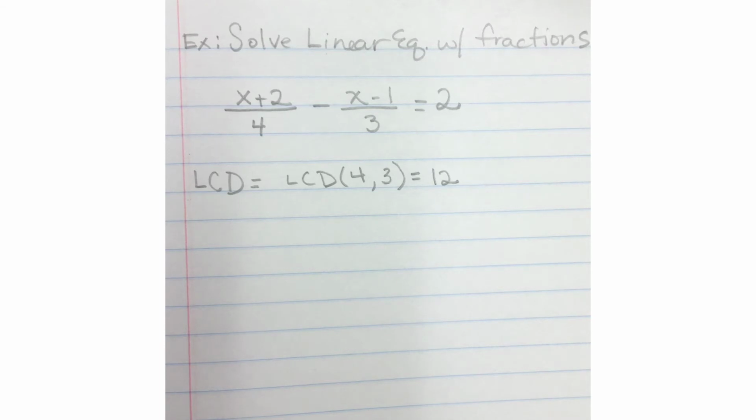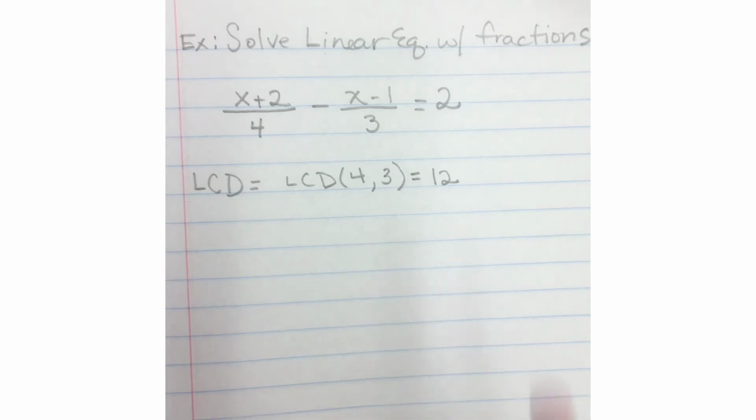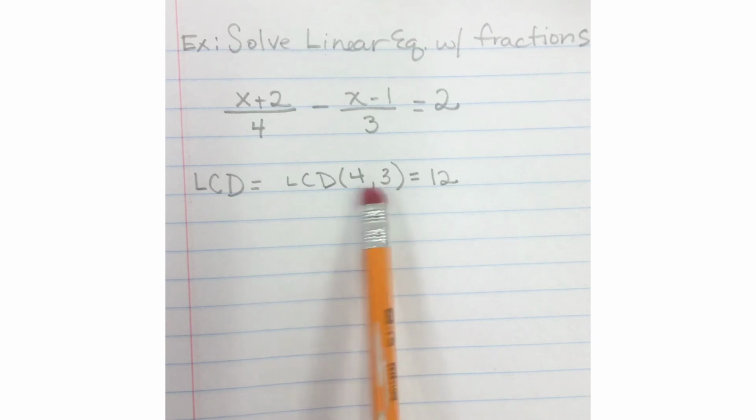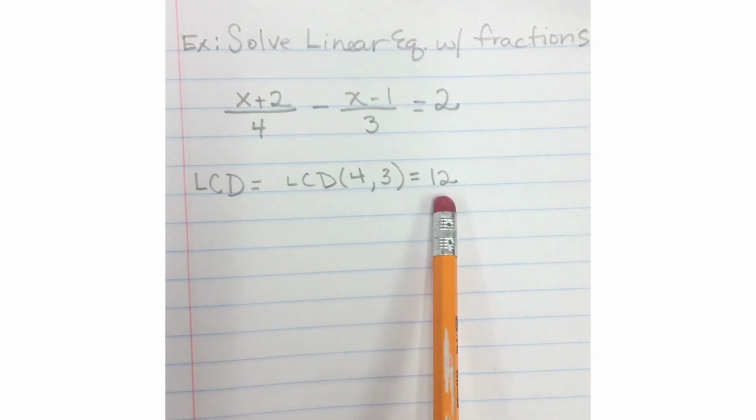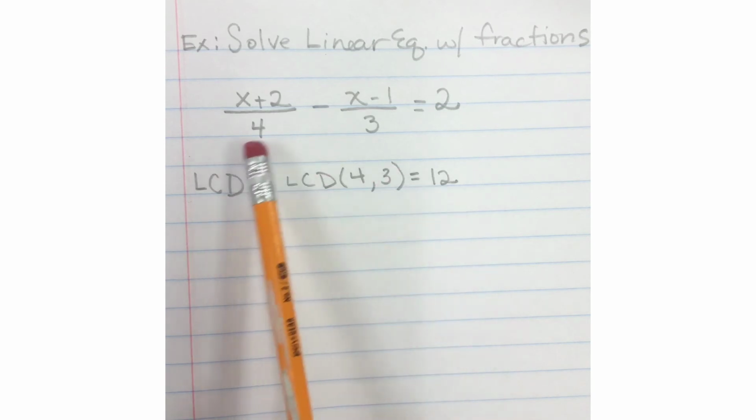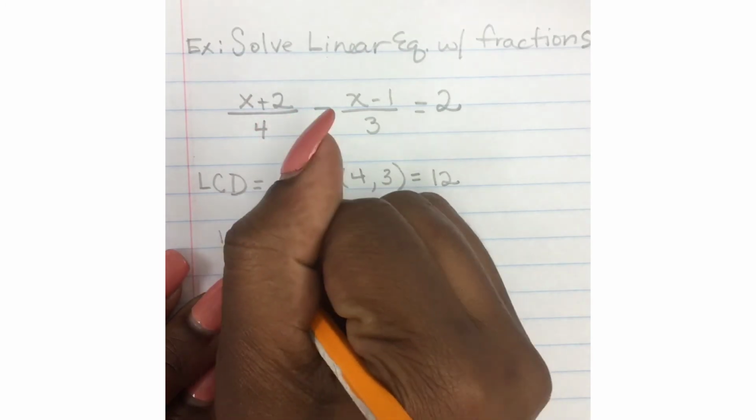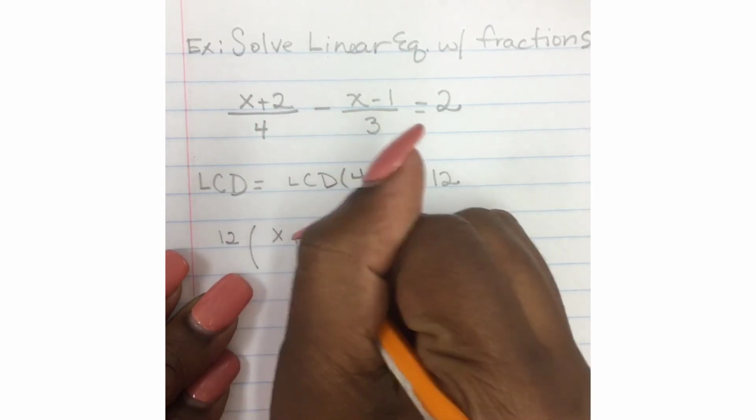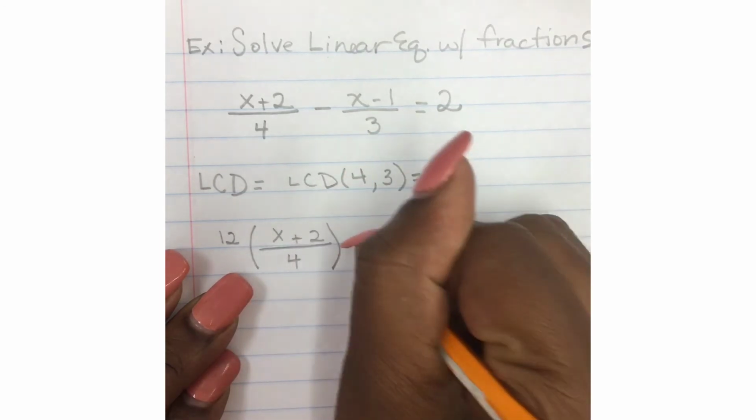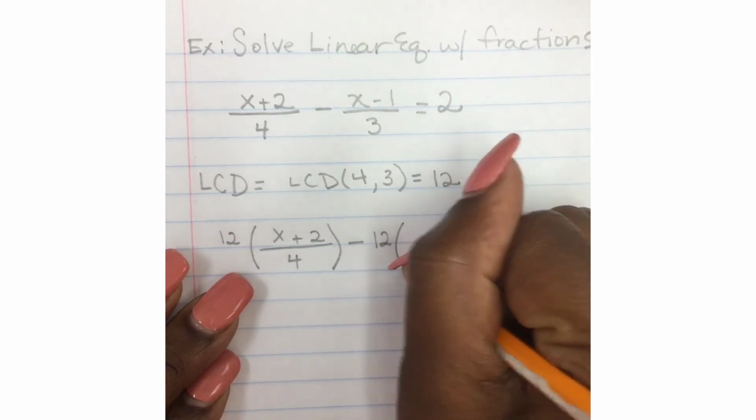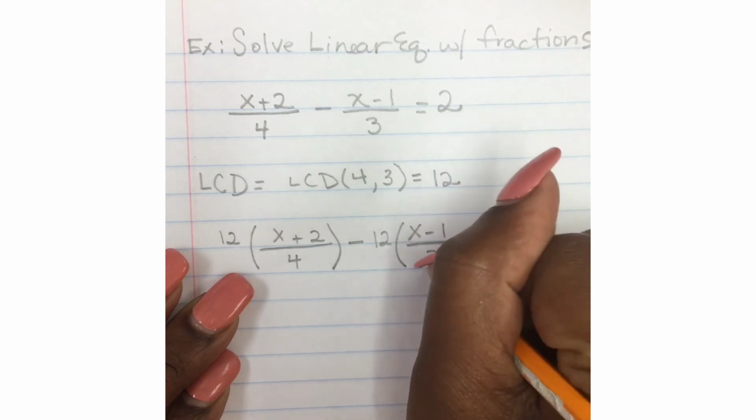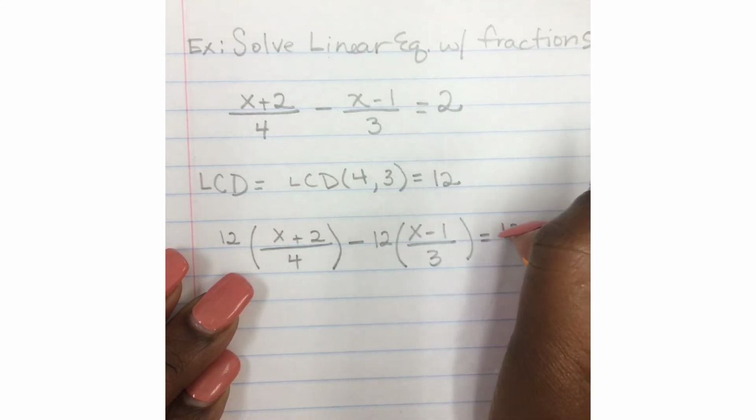Once we find the least common denominator, we have to distribute that throughout the problem to be able to get rid of the fractions, all right? So, look at your denominators, 4 and 3. Find the least common denominator for 4 and 3, which is 12. And we're going to take this 12 and multiply it times the entire equation. So it's going to look like this. 12 times x plus 2 over 4 minus 12 times x minus 1 over 3 equals 12 times 2.